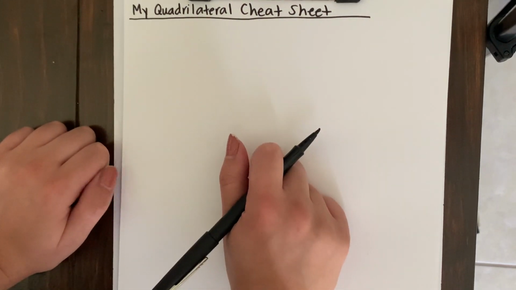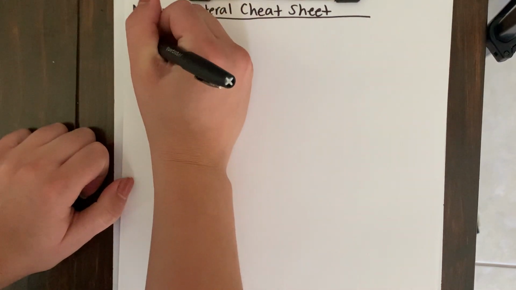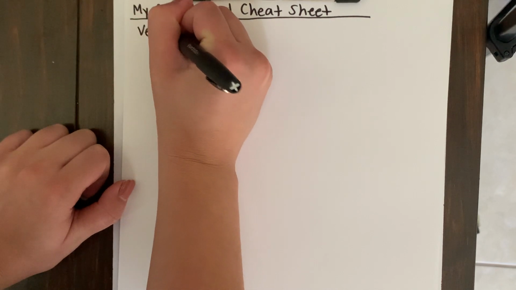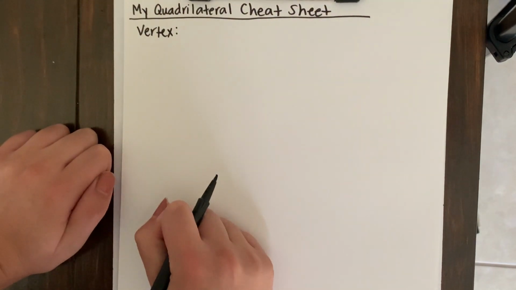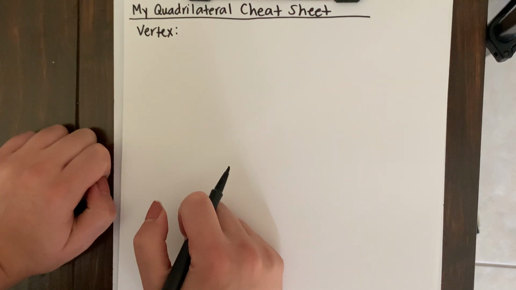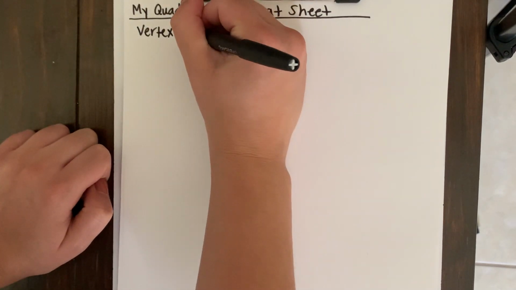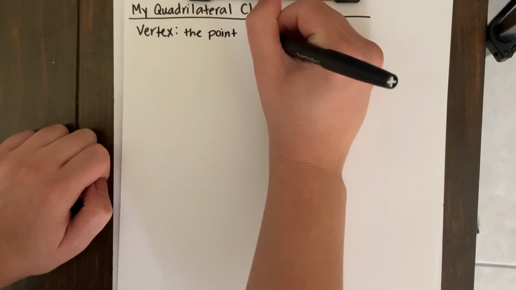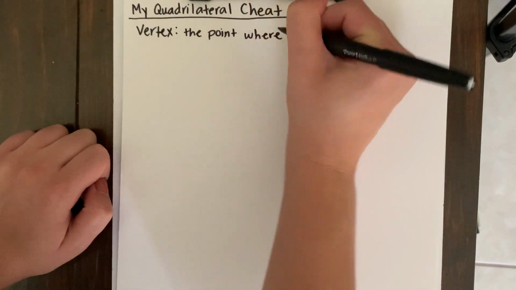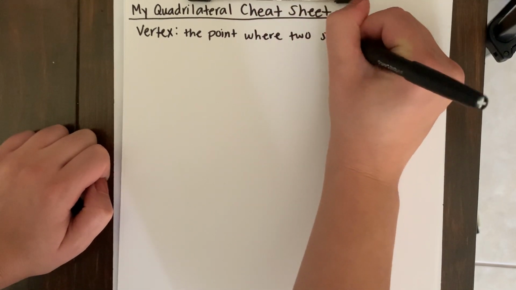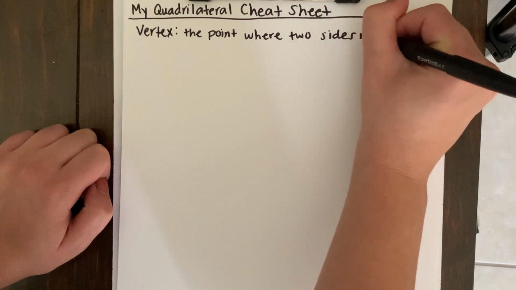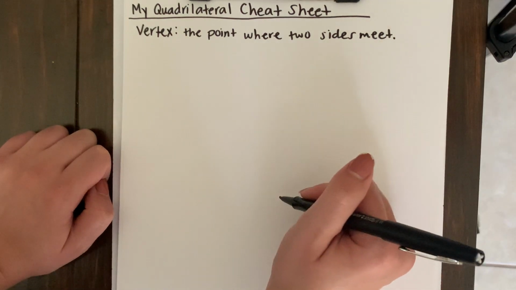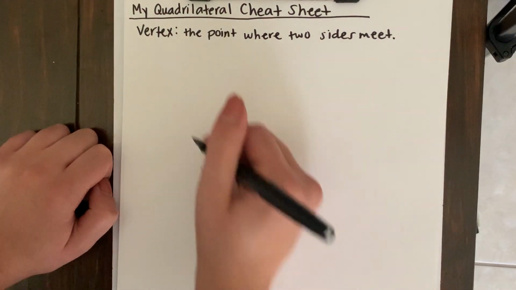So the first thing that I want to talk about is two key vocabulary words. So the first one is a vertex. Okay, so a vertex of a shape, remember geometry is all about shapes. The vertex is the point where two sides meet. Okay, so that is the vertex. It's the little point where the two sides meet. And we'll draw a picture here in a moment.